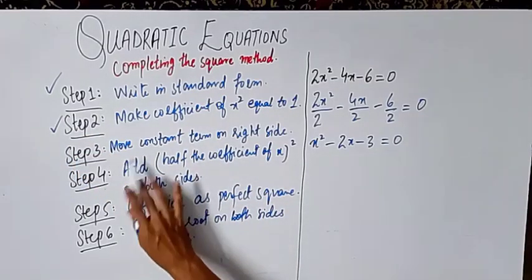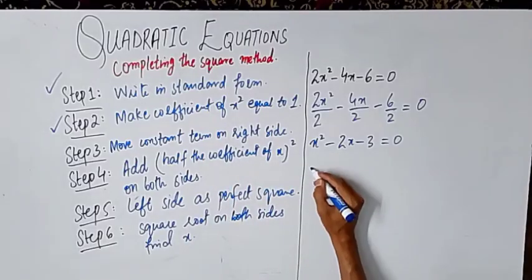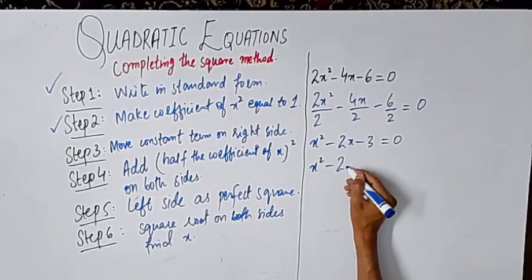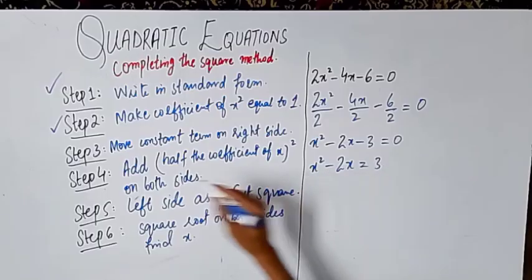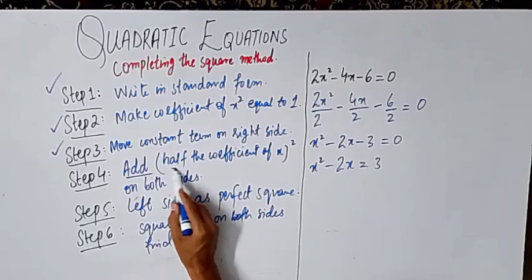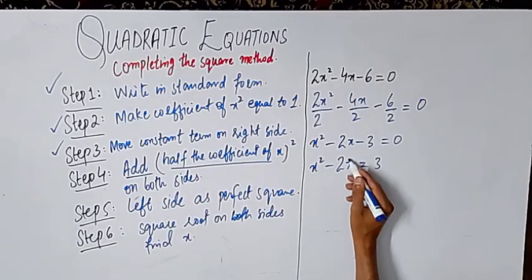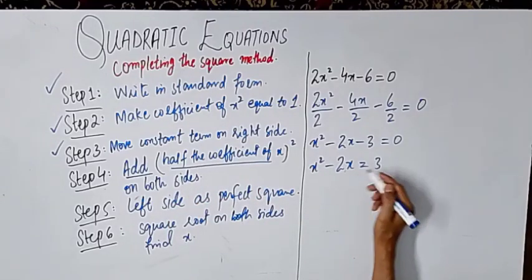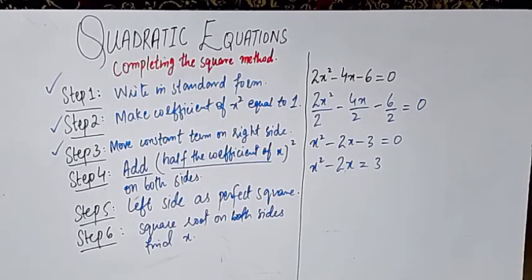Now in step number 3, you need to move the constant term on the right side. Let's do it. x square minus 2x equals 3. Done. Now in step number 4, you need to add half of the coefficient of x. What is the coefficient of x right now? Right now it is 2.